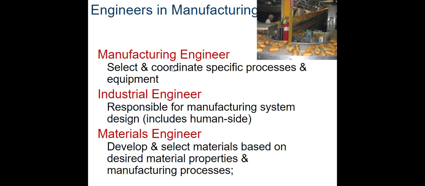Engineers that are involved in manufacturing could be manufacturing engineers. They're the ones that select and coordinate specific processes and equipment. For example, they're the ones who might have chosen all the equipment that they have at Rockland Bakery. The industrial engineer is responsible for the actual manufacturing system, includes the human side. So they might be the ones making sure that it's designed correctly. And the materials engineer develops and selects the materials based on the desired materials, their properties, as well as manufacturing processes.